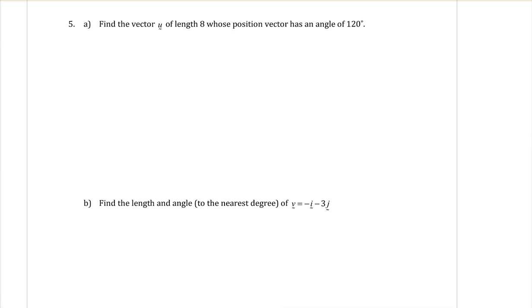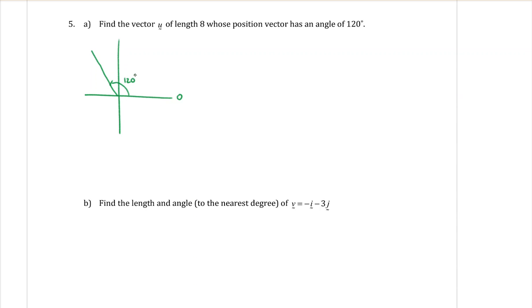Alright, question 5. Find the vector u of length 8 whose position vector has an angle of 120 degrees. So sometimes you have to be careful in this topic. If I say 120 degrees, that's going to be like my all stations to central, where I'm starting with the 0 being over here, and I'd be going anti-clockwise. So that 120 degrees would be somewhere out there like that.